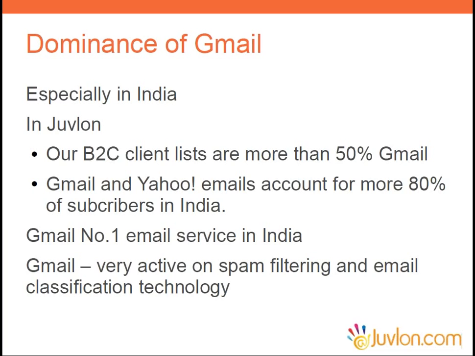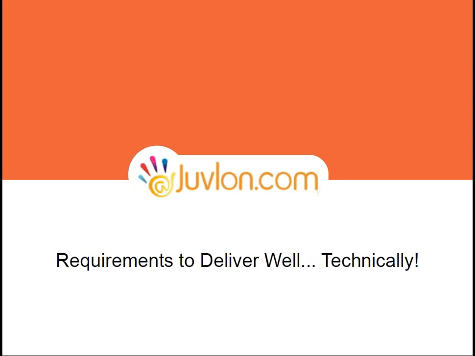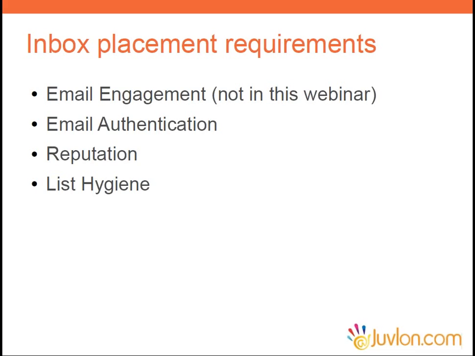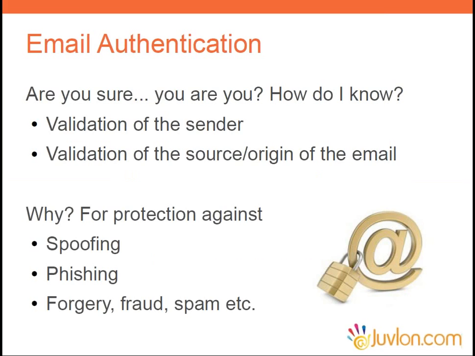Now that we've covered the numbers, I'd like to move on to the requirements that you need to make sure you have so that you can deliver well, technically. There are 4 requirements over here. Email engagement is out of the scope of this webinar. What I'm talking about is having email authentication in place, your reputation in place, and list hygiene. We'll cover each of these in a little more detail.